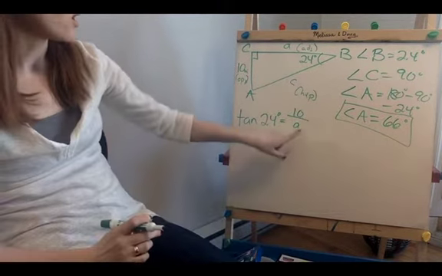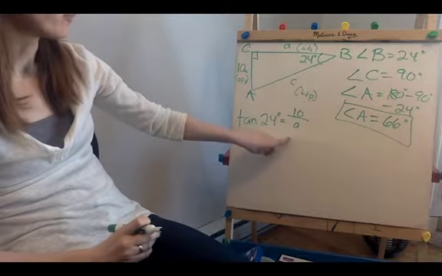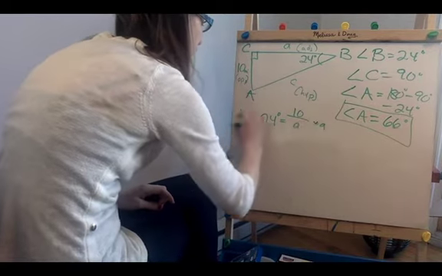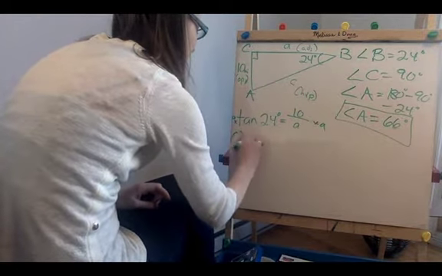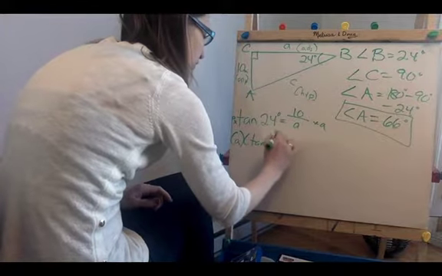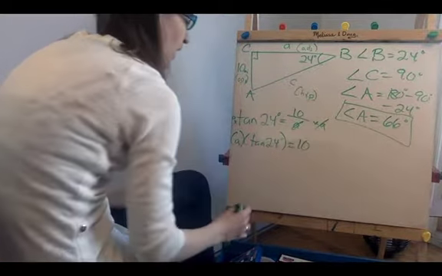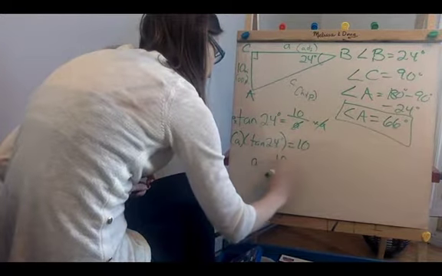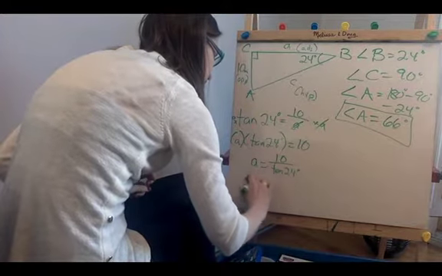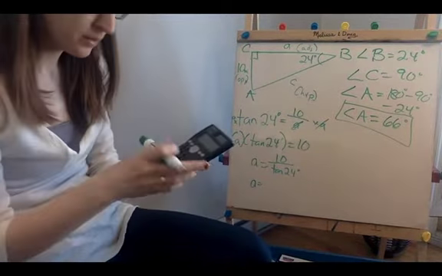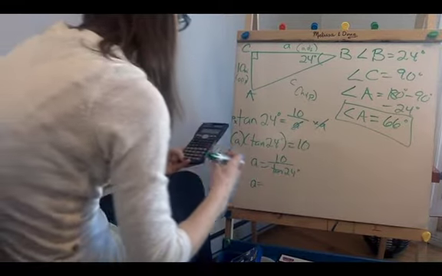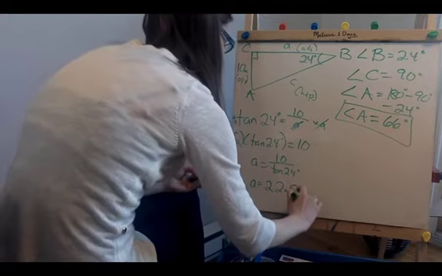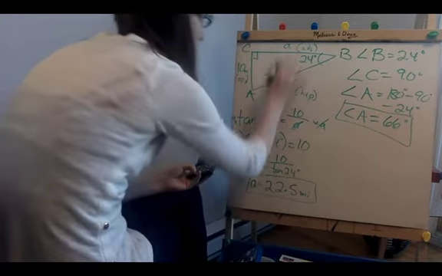Once again, I can multiply both sides by A to get rid of the fraction. So this gives me A times the tan of 24 degrees is equal to 10. Then I want A by itself, so I divide both sides by tan of 24. This gives me 22.46, so let's call it 22.5 miles. So there's that side length.